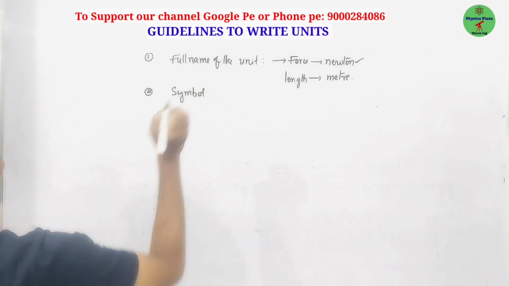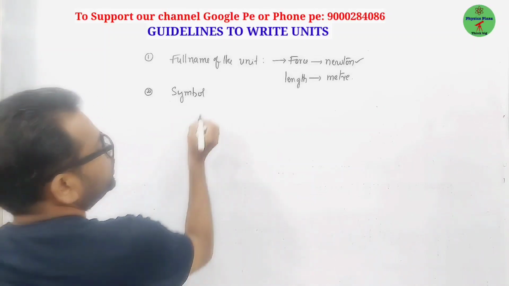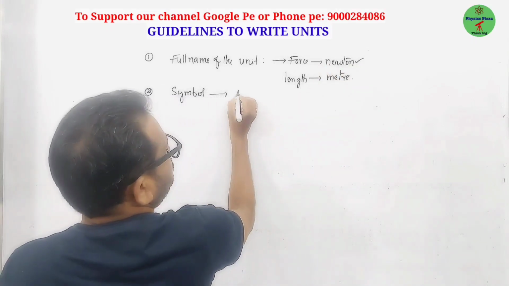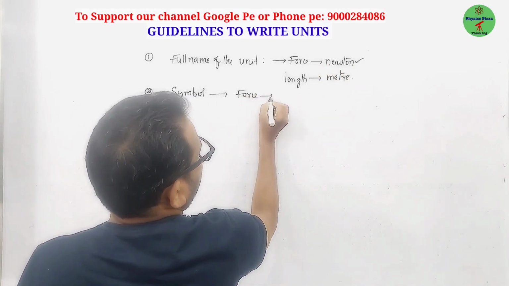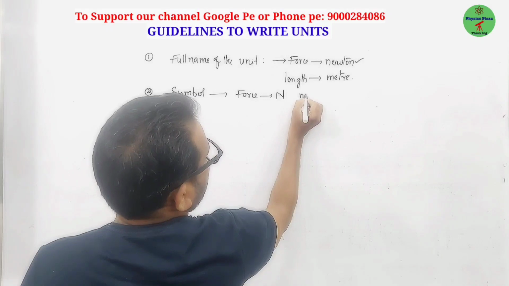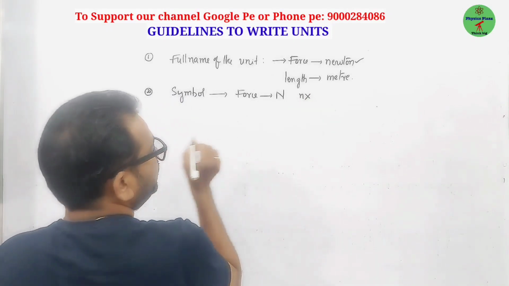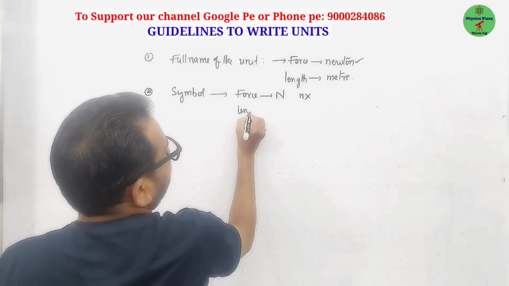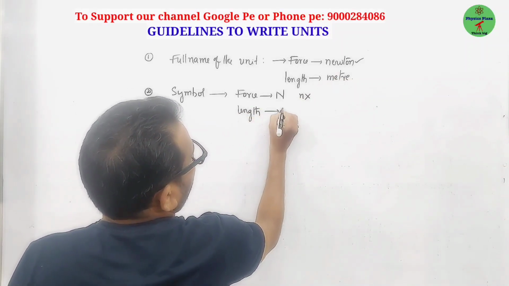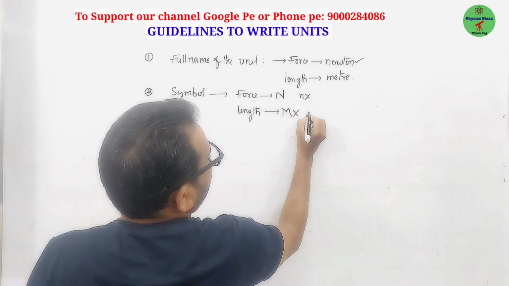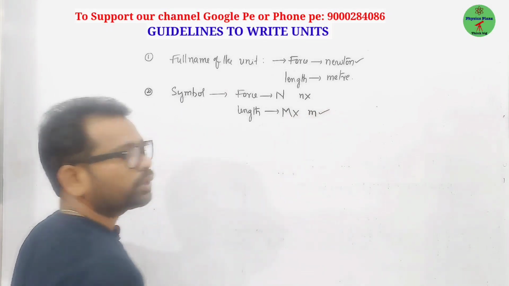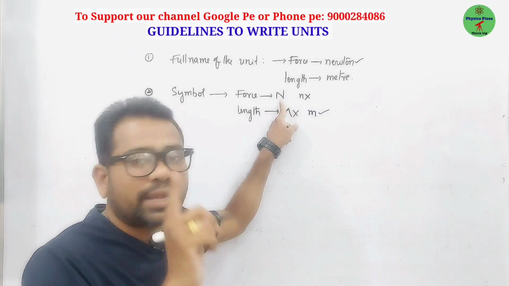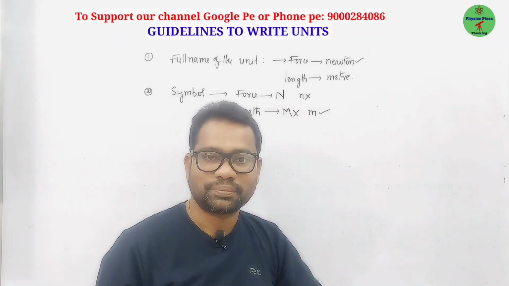And the second one: whenever you are writing the symbol of the unit, you should be very careful. If it is a scientist's name and you want to write the symbol, then a capital letter is accepted, small letter is not accepted. Whereas if the unit is not after a scientist, for example length, meter, you cannot write a capital there, you must use a small letter. Very important. If it is given after a scientist, the letter must be a capital, if not, a small. Is the point clear?